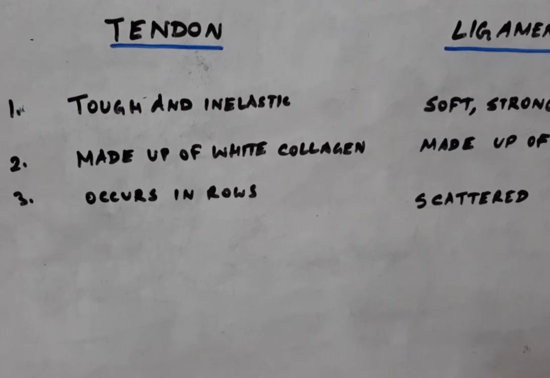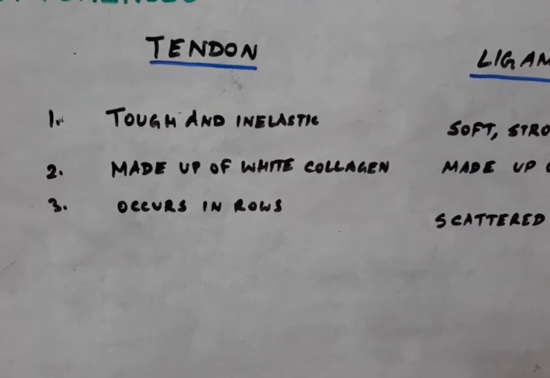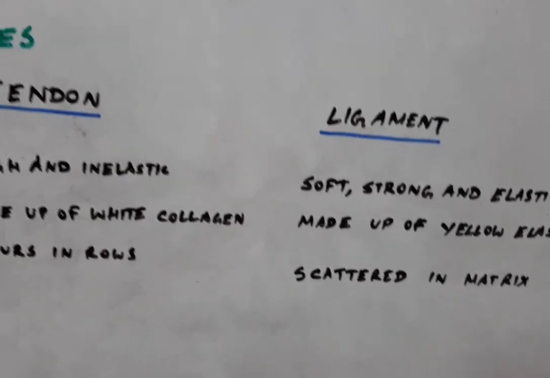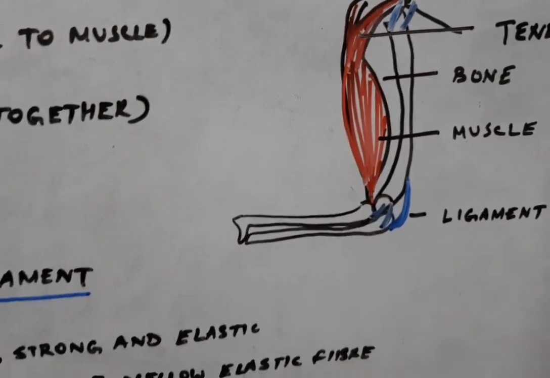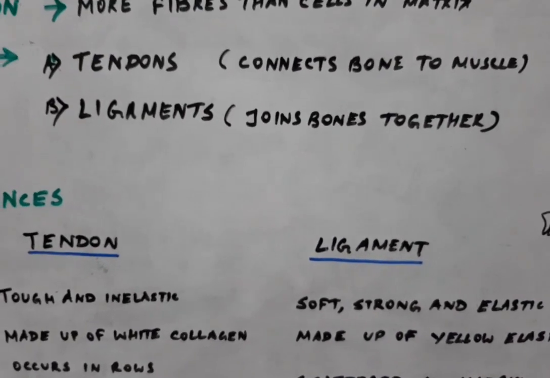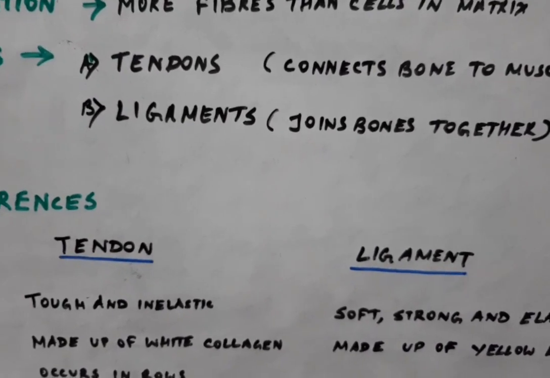Now, how do they occur? In tendon, they occur in rows, while in the ligaments they are scattered in the matrix. And the function I already told you, the tendon connects the bone to muscle, while ligaments connect the bones together.